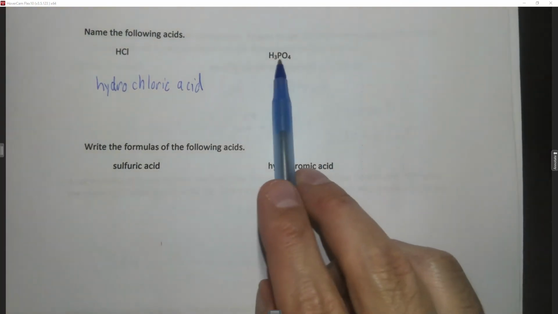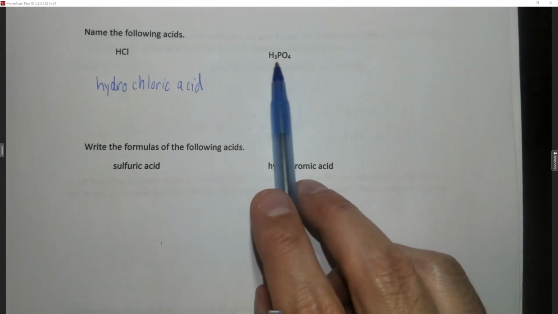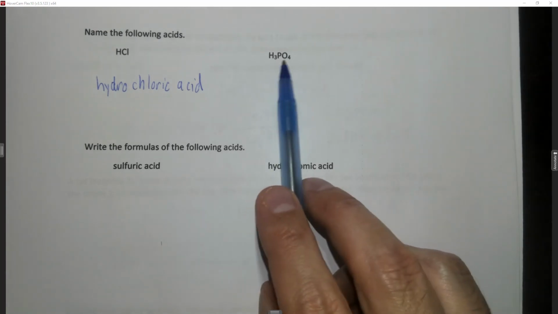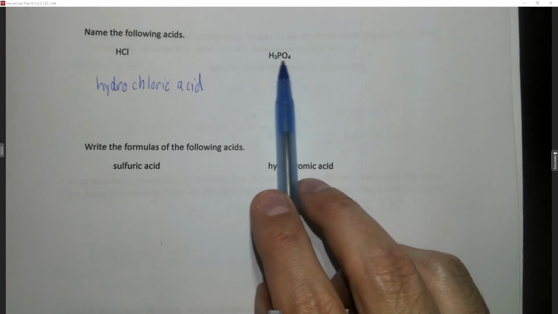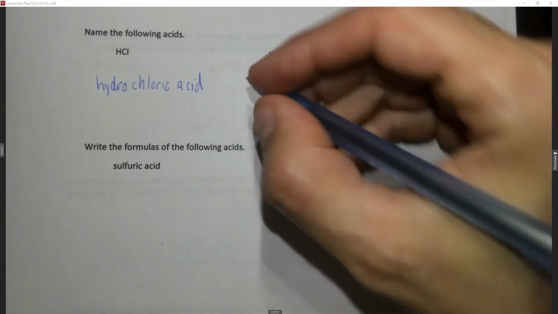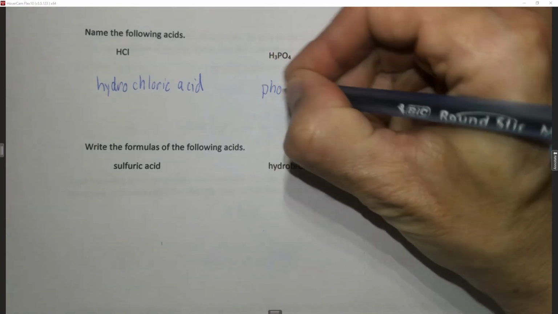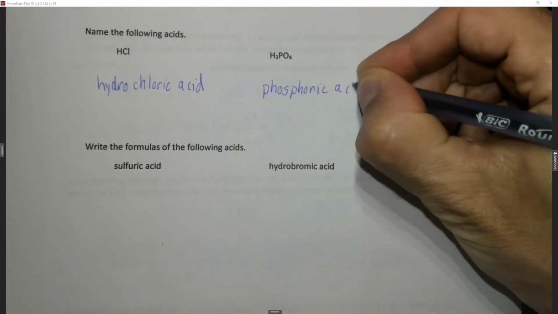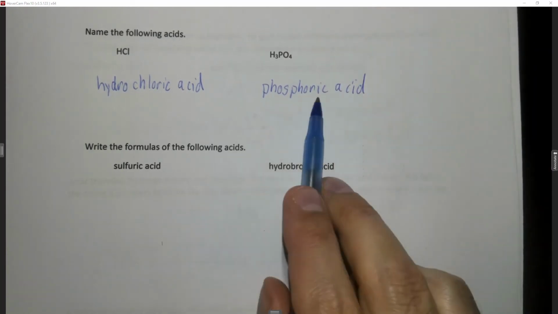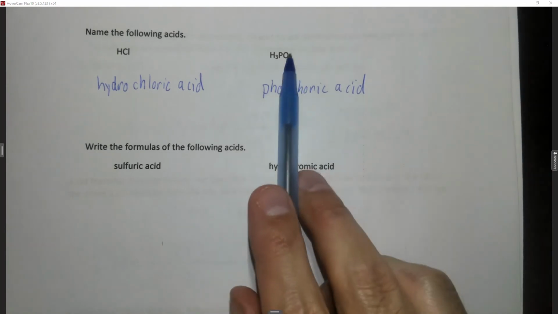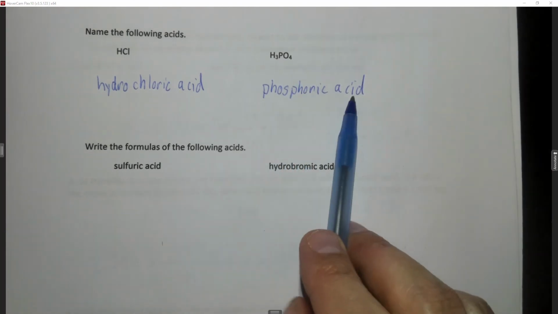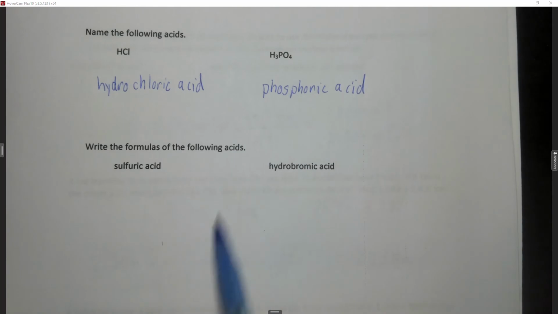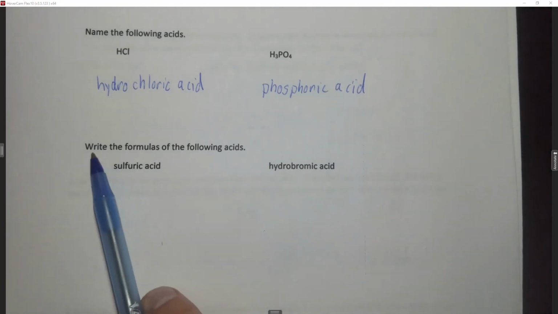In the case of polyatomic ions, this is the polyatomic ion phosphate. What we would read this as is phosphoric acid. So the ate becomes ic acid. Phosphate becomes phosphoric acid. This is also used sometimes in the lab, such as in the synthesis of aspirin.